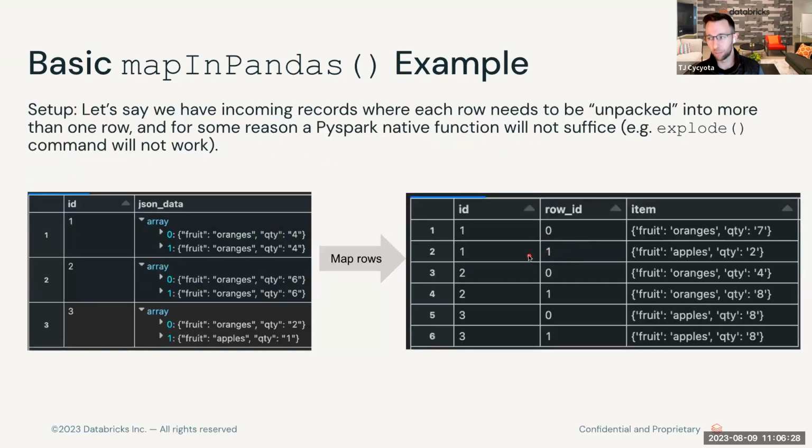So let's take a very basic example and see how this might work in practice. First of all, pretend that explode is not an option for some reason, or we have some different example we want to try. Let's say that we have some incoming records. Each record has a unique ID, but in the actual contents of that record, for some reason, it contains two records in each input row. This is not super useful to process. We basically want to split it out and map these rows so there's one row per JSON payload.